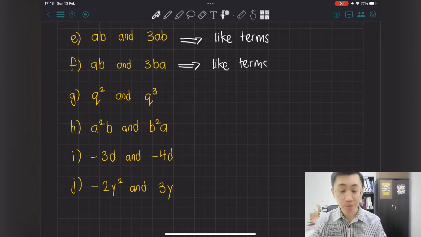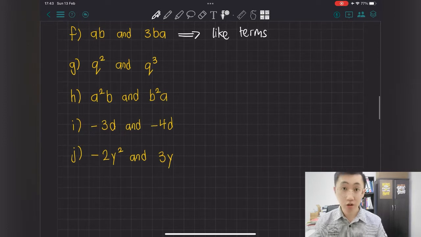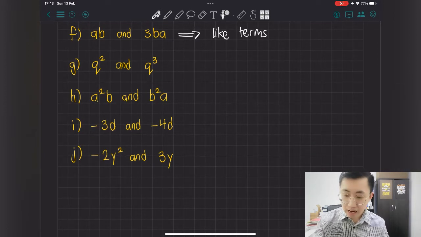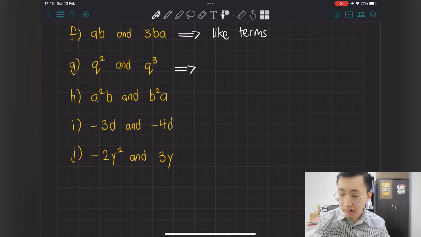Let's go for G. Q square and Q power of 3 or Q cube. So these are unlike terms. Different family. One is square, one is cube. Different. You cannot combine them. So these are unlike terms.